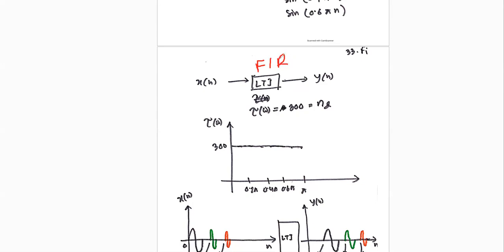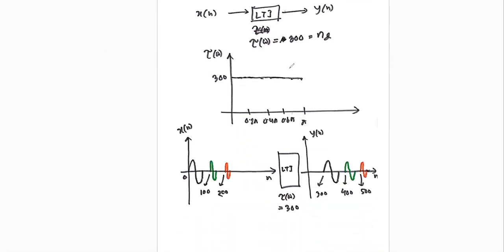What about the phase response, linear or non-linear, for an FIR system? The phase response is linear. Yes, sir. The phase response is always linear. So if the phase response is linear, then what will happen? The group delay is what? Constant, sir. The group delay is constant, and let's say the group delay is 300. Okay, the group delay is 300.